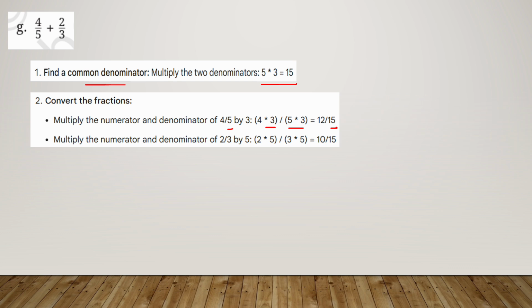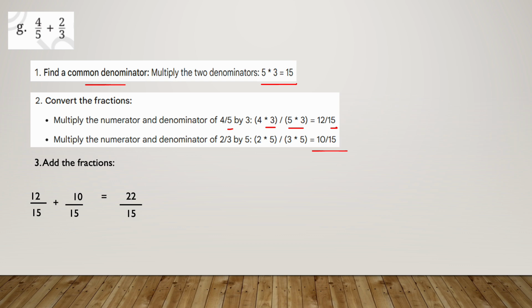So, 12 by 15. Then, multiply the numerator and denominator of 2 by 3 by 5. Then we will get 10 by 15. You have to convert 2 by 3 into an equivalent fraction such that the denominator is 15. So, see, 3 into 5 is 15. So, you have to multiply numerator also by 5. Now add the fractions. 12 by 15 plus 10 by 15.